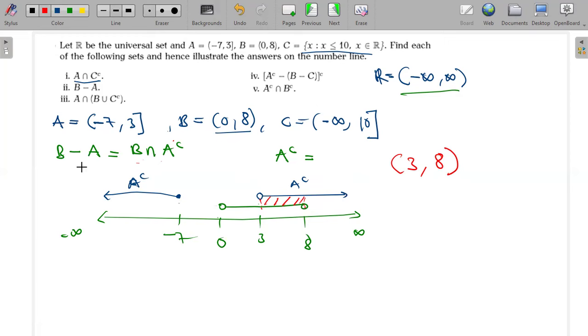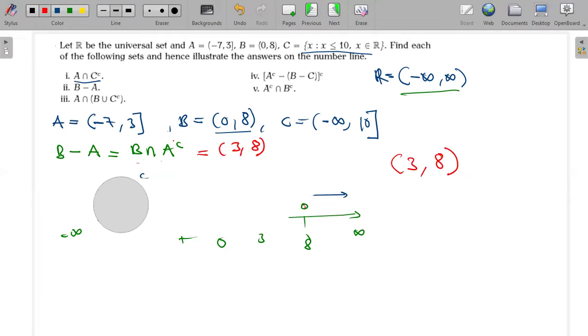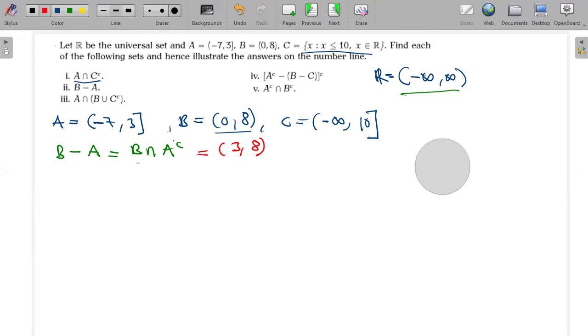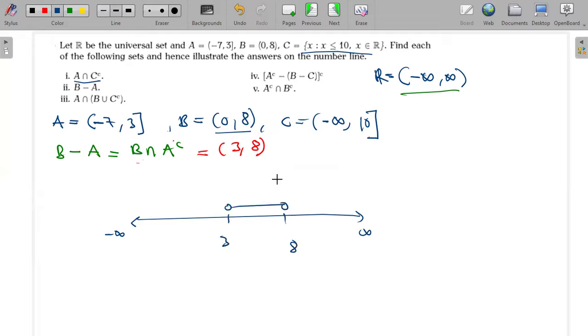So this B intersect A complement, which is just the set difference of B and A, is going to be equal to (3, 8). Drawing that on a number line, negative infinity to infinity, I say my 3 is there, and I have my 8 there. So it's open here, it's open there. So this here is your set, which they're telling us to find. Okay, let's do the next.